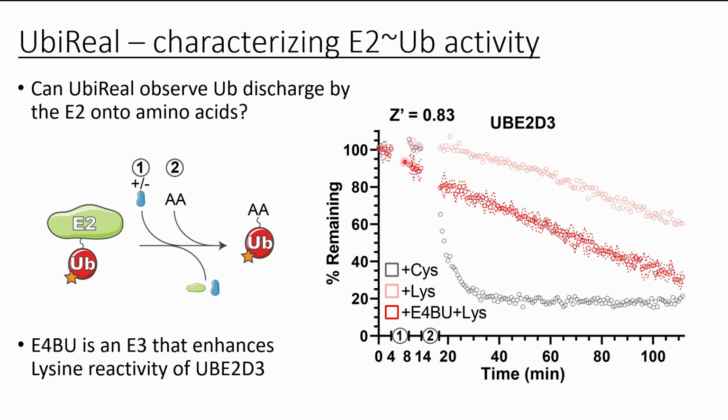And then over here in red, I'm showing the use of an E3, which is acting as an activator and helping UBE2D3 load the ubiquitin onto its substrate. Using E4BU in this red curve, adding it in 1 and then adding the amino acid in 2, we can see a quicker discharge of the ubiquitin onto the lysine. And over here in gray is the use of cysteine instead of lysine, and this transfer happens a bit quicker because it represents a high energy thioester bond transfer.